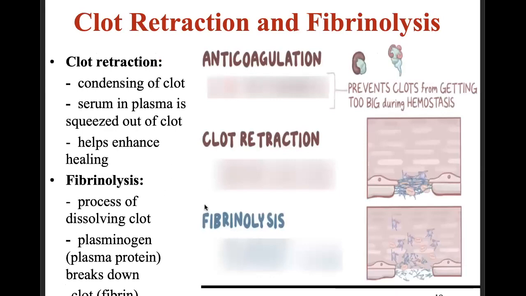Now, we have also here what we call your clot retraction and your fibrinolysis. Okay, as you can see here in this illustration, this is how it looks like in your clot retraction, from the word itself. And here, fibrinolysis, lysis. You're familiar with that term, right? So in clot retraction, there is condensing of the clot, and serum in plasma is squeezed out of the clot and helps enhance your healing. Well, here in fibrinolysis, it is a process of dissolving the clot. Plasminogen, your plasma protein, breaks down the clot, which will proceed to your fibrin.